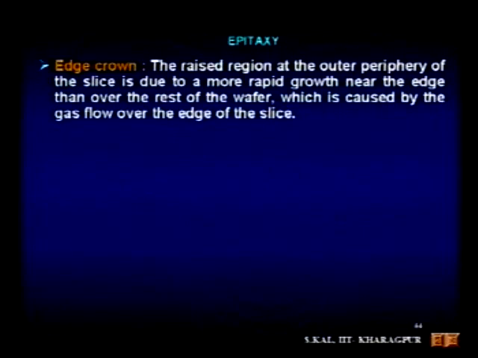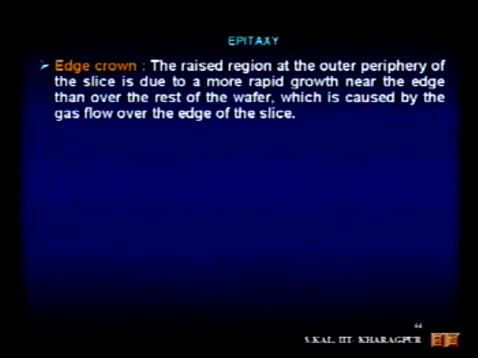Another defect is known as edge crown. The raised region at the outer periphery of the slice is due to a more rapid growth near the edge than over the rest of the wafer, which is caused by the gas flow over the edge of the slice. Edge crown means that over the periphery of the substrate, the thickness is a little bit more compared to the central region, as if a crown is formed.